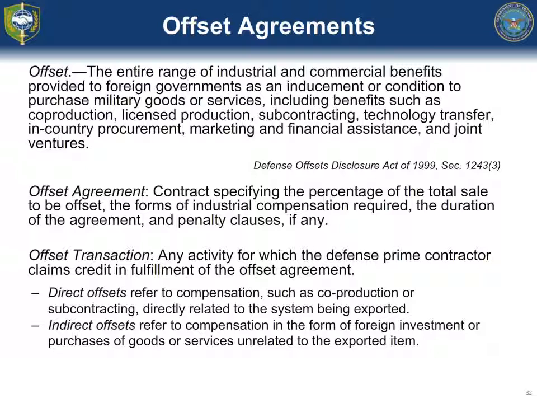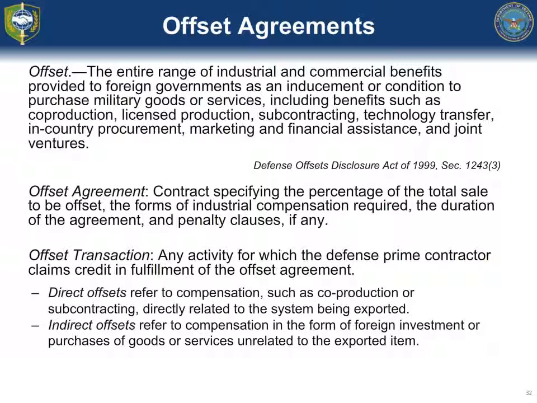Briefly on offsets, an offset is any industrial or commercial benefit a country requires as a condition to purchase military goods or services. Now you may know that in commercial arrangements, an offset transaction is included in the contract for the item. But in FMS, the U.S. government is not allowed, under the terms of the Defense Production Act, from being involved in administering or encouraging, taking part in an offset transaction.